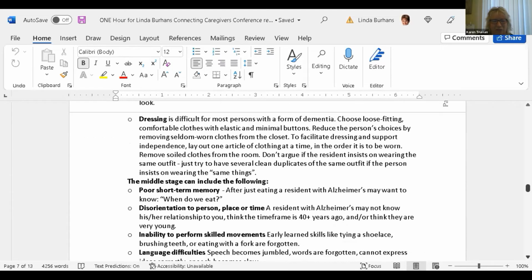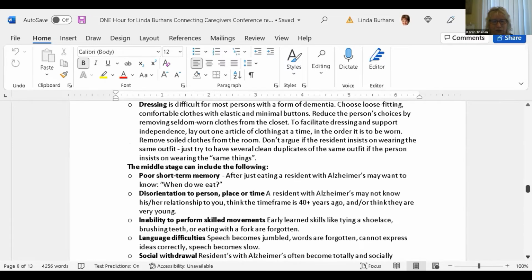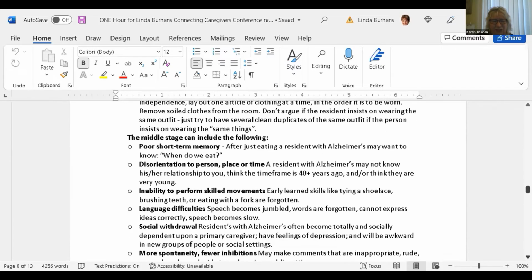So dressing is hard, and remove their soiled clothes. Just take them out of there, tell them it's really dirty. We're going to have to do some laundry, and I'll take my clothes and we're going to do them all together. So you just have to go with their journey. Middle stages, they're going to say, when do we eat? You haven't fed me. I have no food, so that's going to happen a lot.